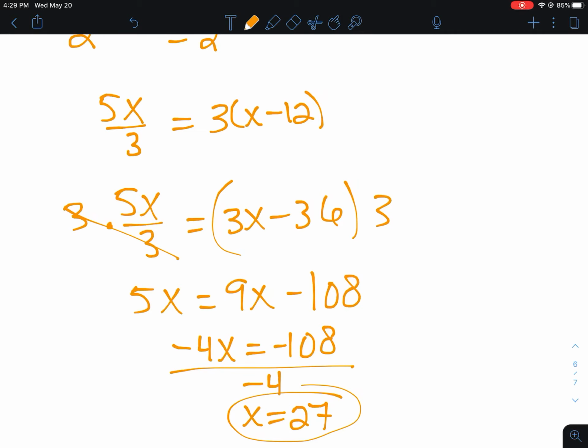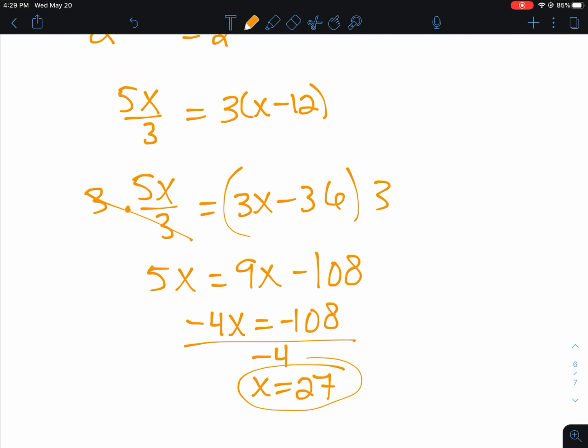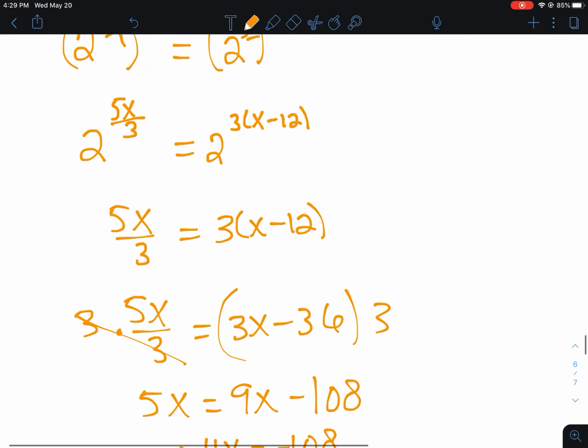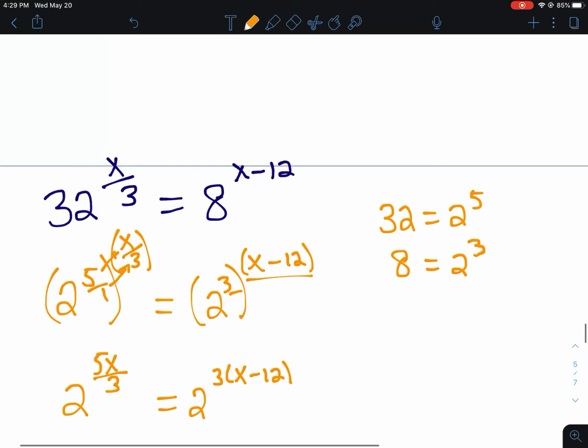So same process for all these problems. Make the bases the same, set the exponents equal, but some can get a little trickier than others. All right. So go ahead and try the Khan Academy practice, and then try the 3 questions.